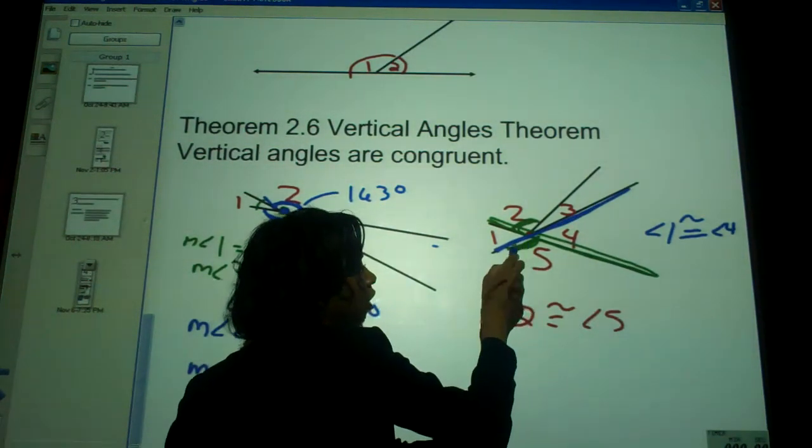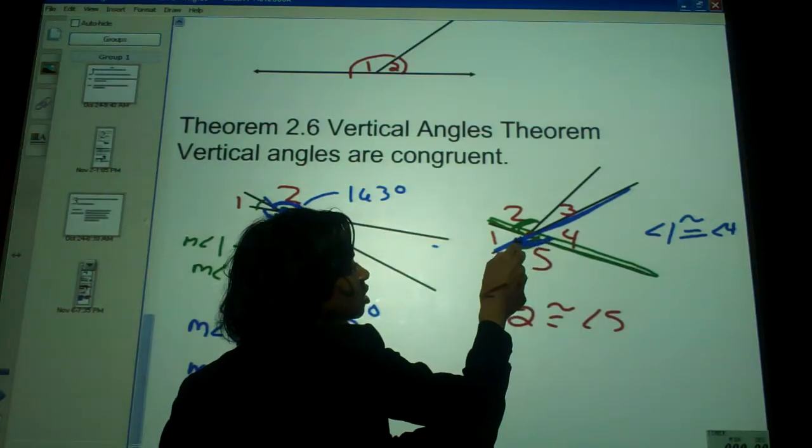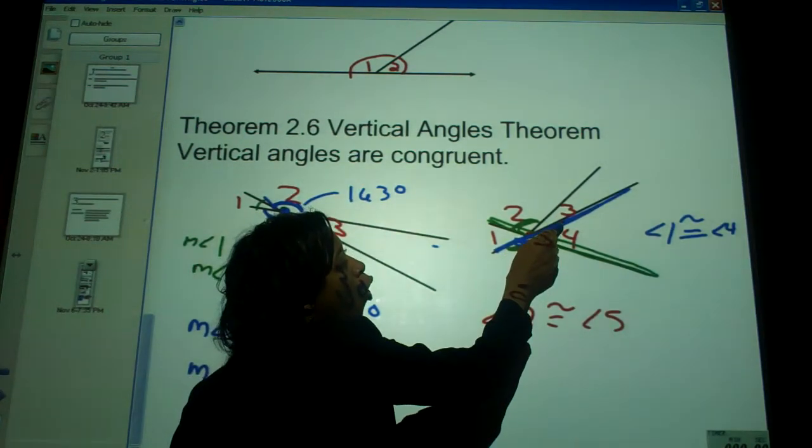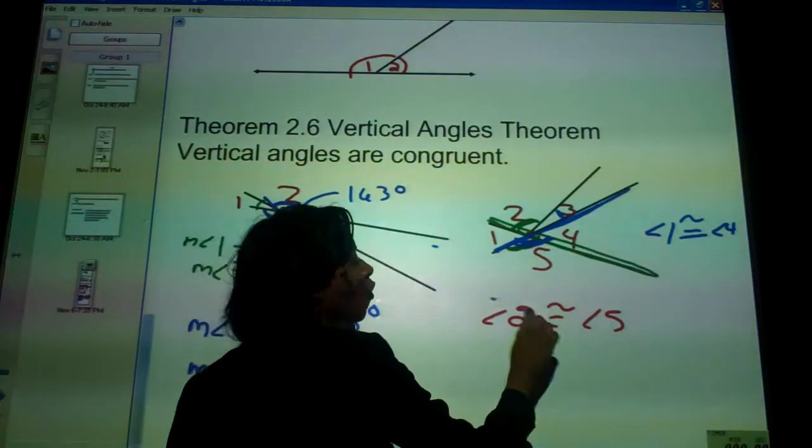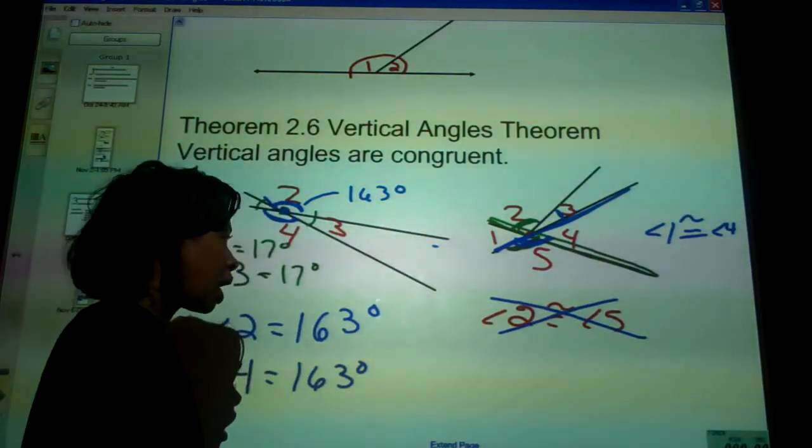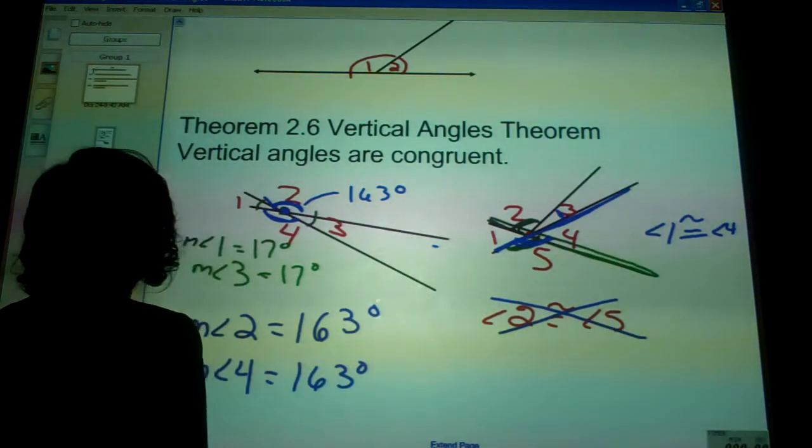Okay, it better touch angle 5, and it does. Does it touch angle 2? No, it touches angle 3. Therefore, angles 2 and 5 are not vertical angles. All right, let's proceed forward.